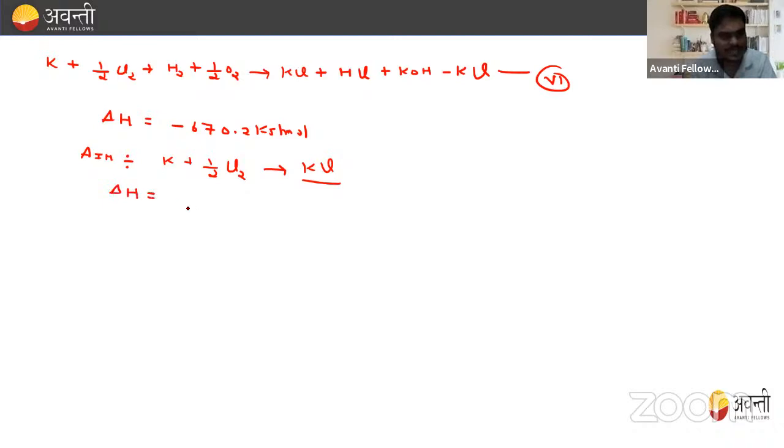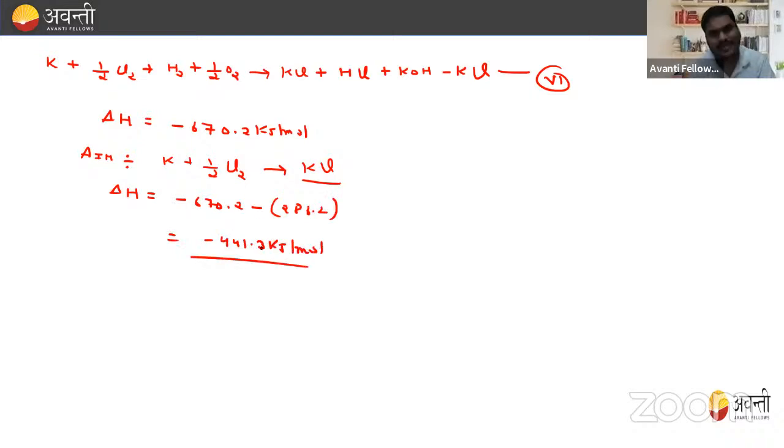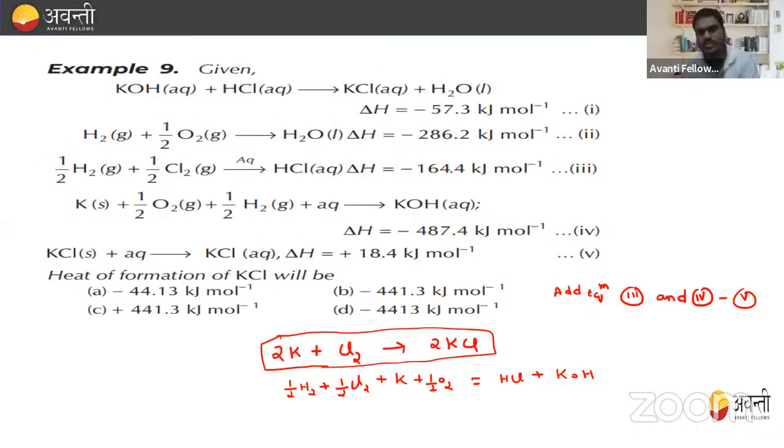So delta H comes out to be minus 670.2 minus 286.2. So we'll get minus 441.3 kilojoule per mole, right? So this is how we can get this. Actually, for solving such kind of questions, just remember what your aim is.